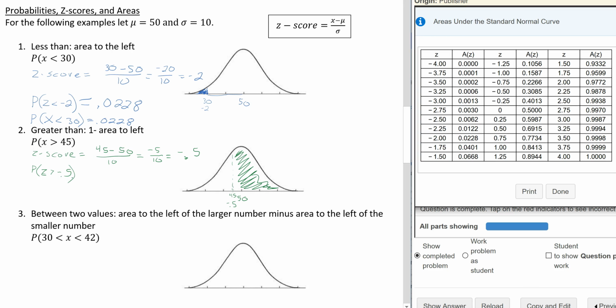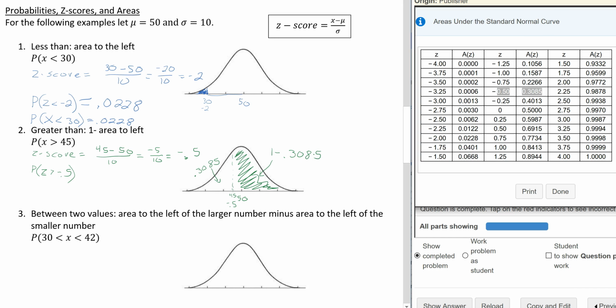This time when I look at the table on the right, I still look for that negative 0.5 as a z-score. But this probability of 0.3085 is actually the area to the left. All of these tables that have z-scores and areas provide the area to the left of the particular z-score. The area under a bell curve all sums to 1. That tells me that I can find the area to the right of the curve with 1 minus the area that's to the left of the curve.